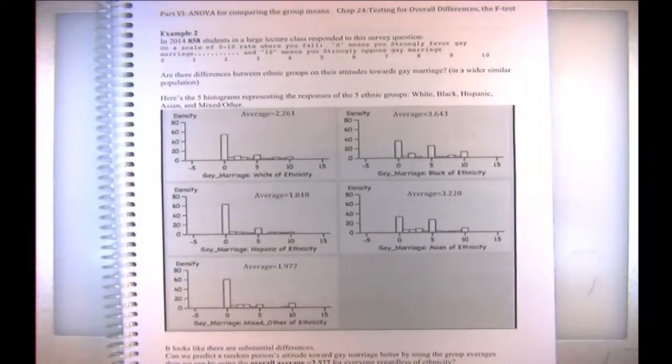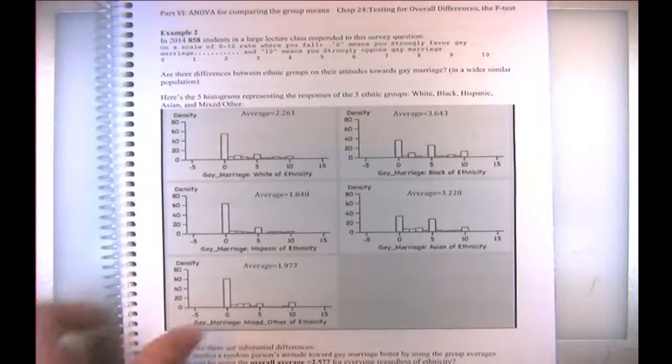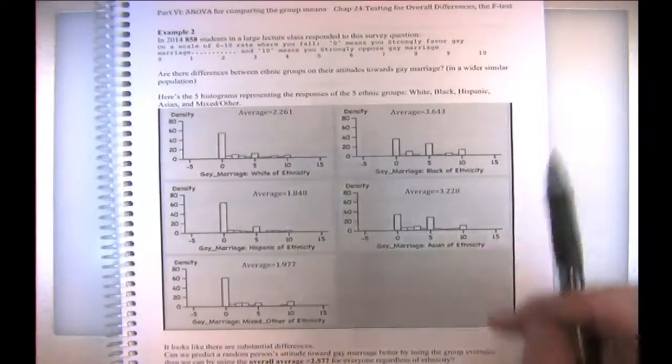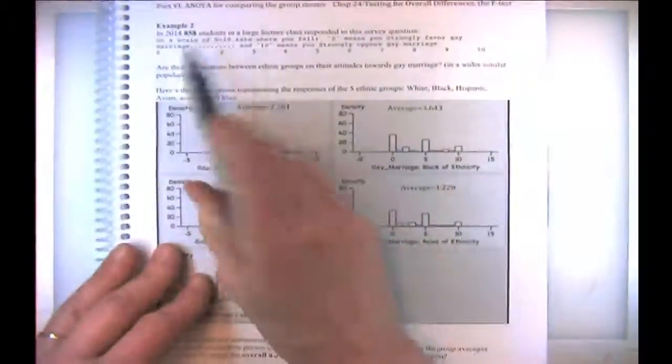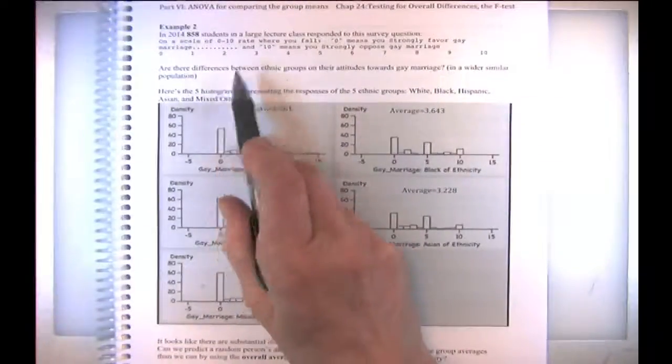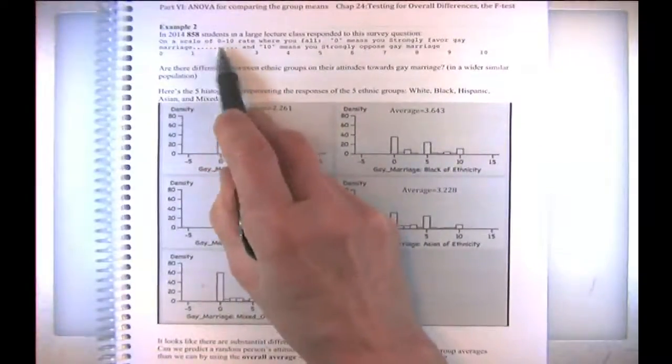So let's go through this, and you'll be shocked at how little time it takes because we're not doing all those little minute calculations. This is really interesting Stat 100 data from 2014. The question was, on a scale of 0 to 10, rate where you fall. 0 means you strongly favor gay marriage.